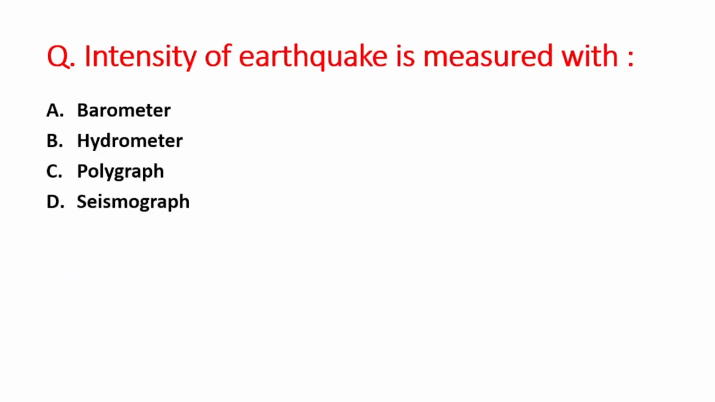Next question is intensity of earthquake is measured with. A option is barometer, B is hydrometer, C option is polygraph, and D option is seismograph. So right answer is option D, that is seismograph.